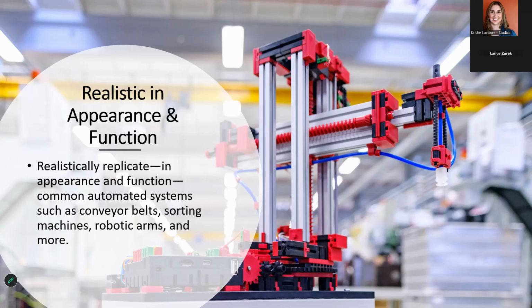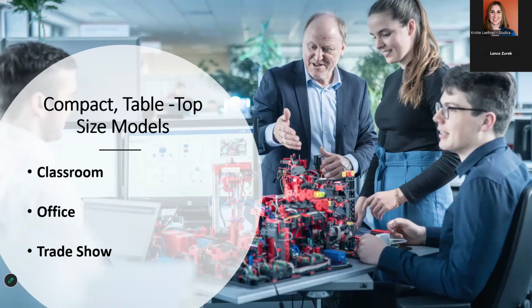Models, once again, are designed to realistically replicate in both appearance and in function common automated systems, things such as conveyor belts, sorting machines, robotic arms, and more. With their compact size, they're not only ideal for use in the classroom or for in-office demonstrations, but they're also great for demonstrating software or other technology-based offerings in a trade show environment.